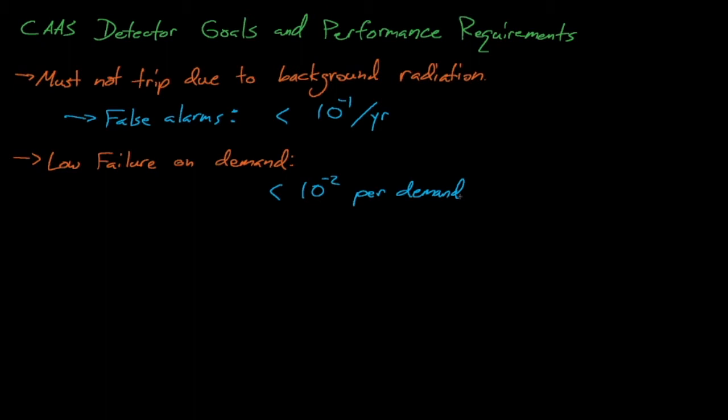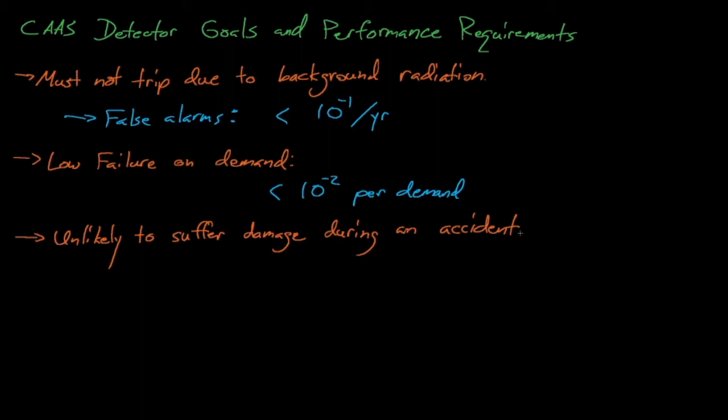We also want to make sure that our CAAS detectors don't suffer damage during a criticality accident. Not only might damage or a phenomenon such as buildup make our detectors unable to detect a supercritical excursion, but a detector that breaks after one supercritical excursion will be unable to detect repeated excursions.